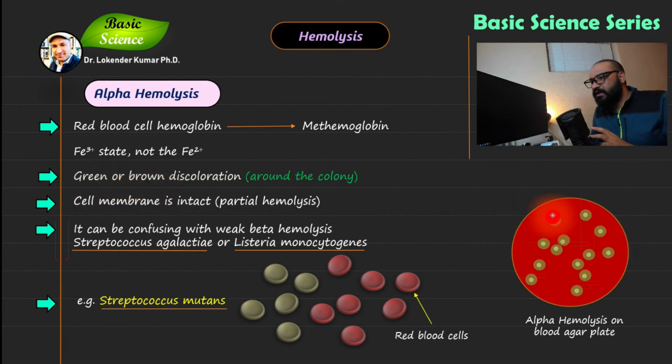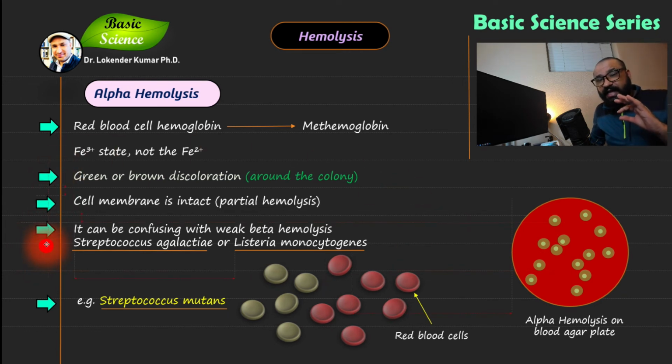As I've already told you, the color of the media, which is normally red because of the presence of the RBCs, will change to greenish to brownish in the zone because of that incomplete hemolysis. The cell membrane is intact. The important point is that the membrane of the RBCs will remain intact, and because of the conversion of hemoglobin to methemoglobin, the RBCs will appear slightly greenish to brownish in color.